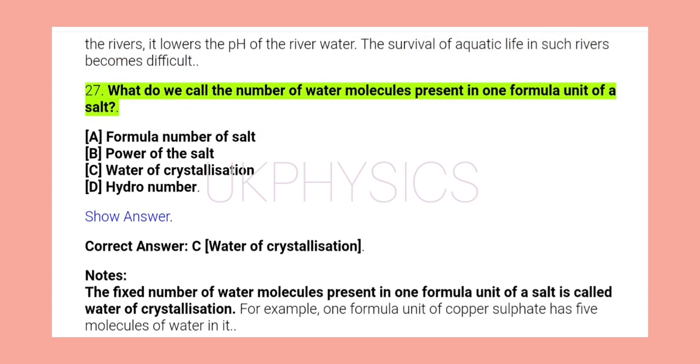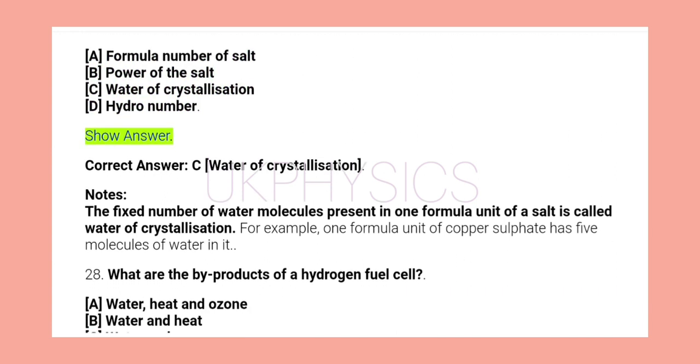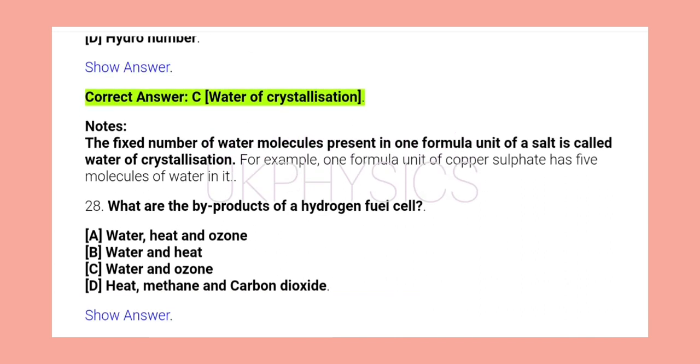27. What do we call the number of water molecules present in one formula unit of a salt? A. Formula number of salt. B. Power of the salt. C. Water of crystallization. D. Hydro number. Show answer. Correct answer C.